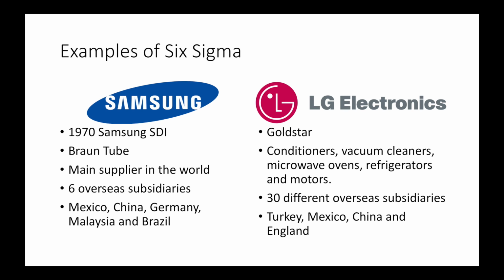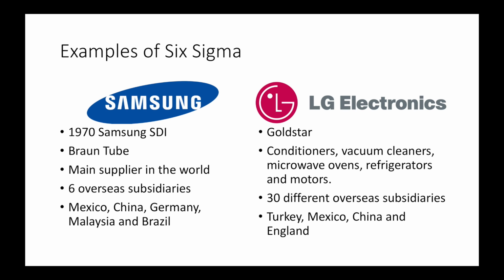The year was 1970 and Samsung SDI was founded. They started to produce black and white brown tubes. By the year 1980, they changed to start making color brown tubes. After implementing Six Sigma, Samsung SDI is now the main company for producing brown tubes in the whole world. The company has subsidiaries in countries like Germany, Malaysia, China, Mexico, and Brazil.